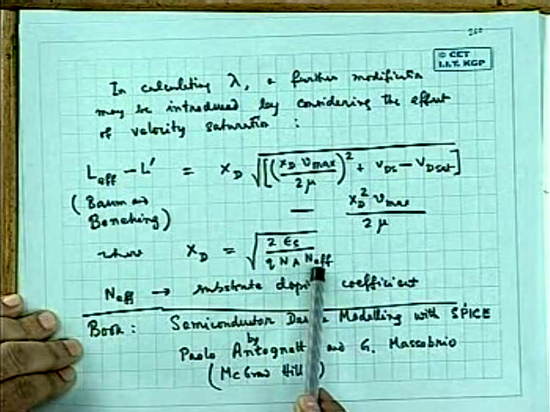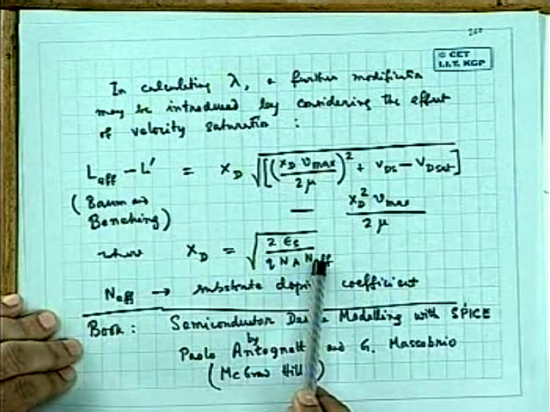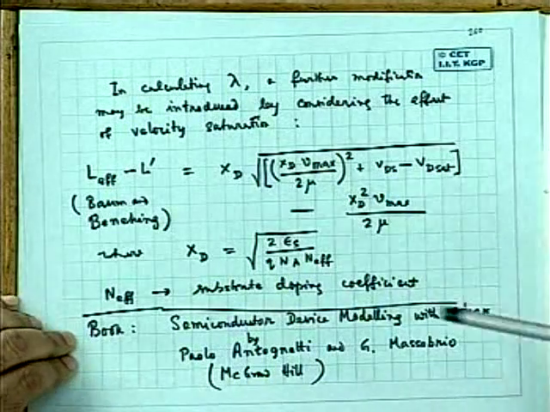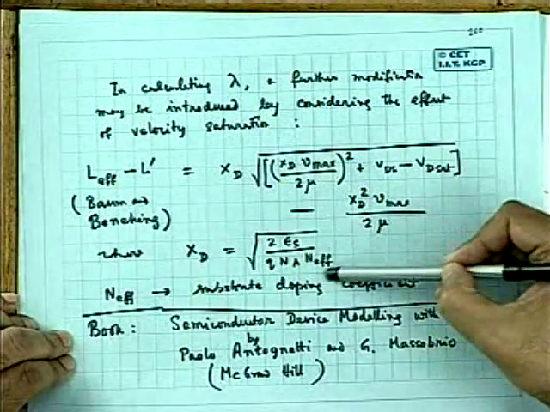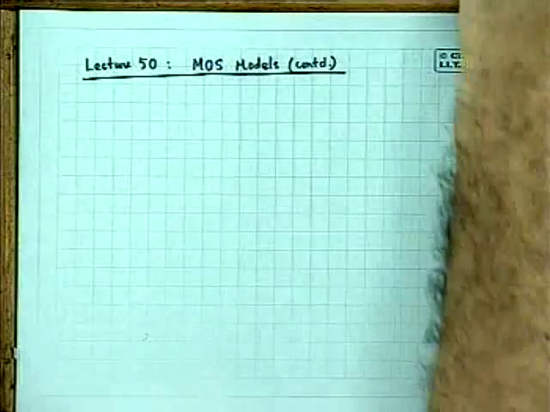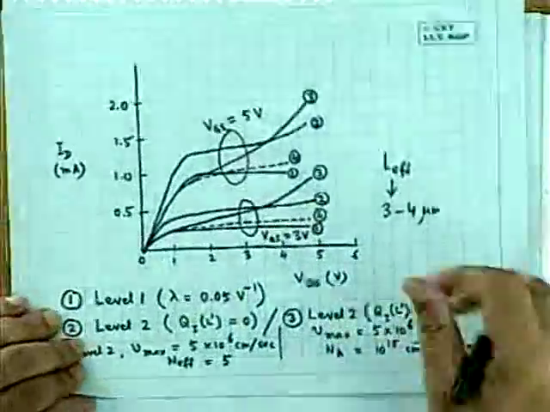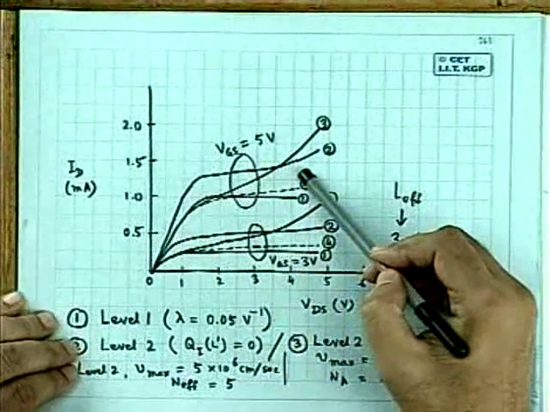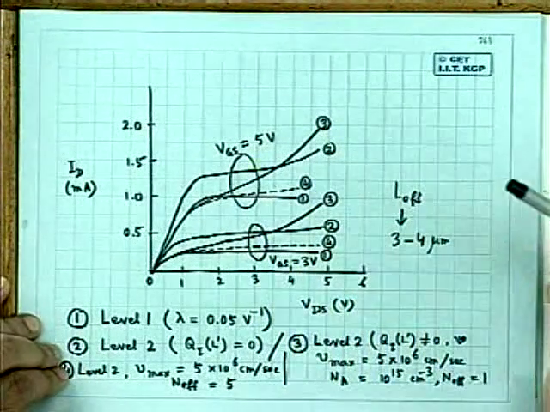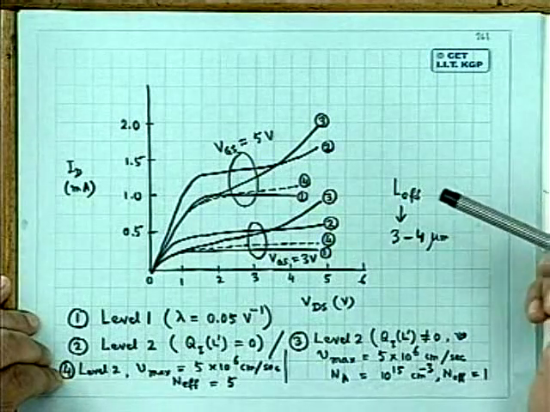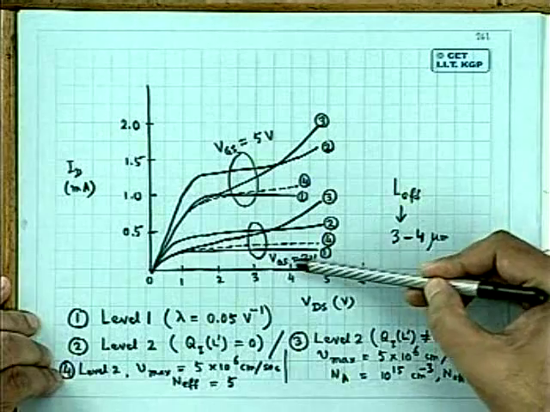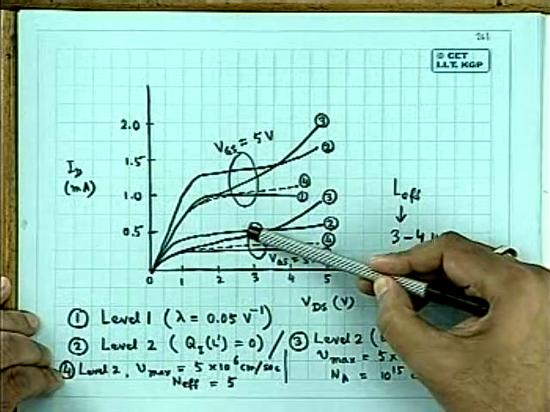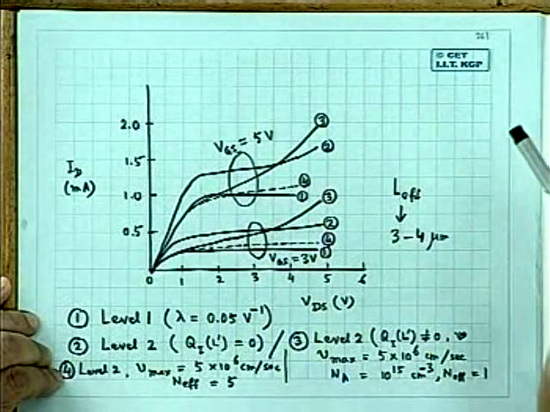where n effective is a substrate doping coefficient. And I told you that by adjusting the n effective value, the IV characteristic can be fitted well with the experimental value rather than assuming n effective equal to 1, which was demonstrated at the end of the last lecture through a number of curves obtained using level 1 and level 2, for two values of VGS.